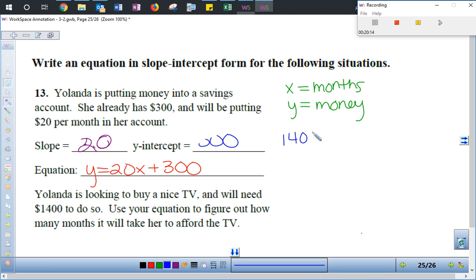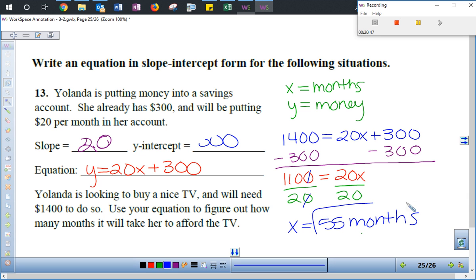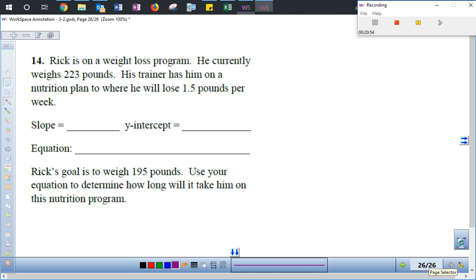So I can say 1,400 equals 20x plus 300. Now to solve, I'm going to subtract 300 from each side. And I'm going to be left with 1,100 equals 20x. Then I can divide each side by 20. Zeros will cancel out, 110 divided by 2. X is going to equal 55, and a nice label is months. So it's going to take Yolanda 55 months to save up for her nice TV of $1,400, sorry.